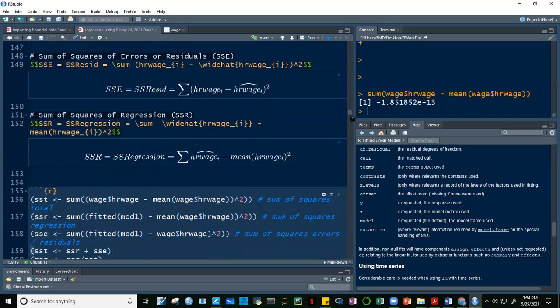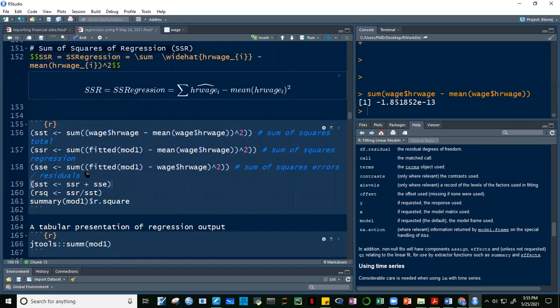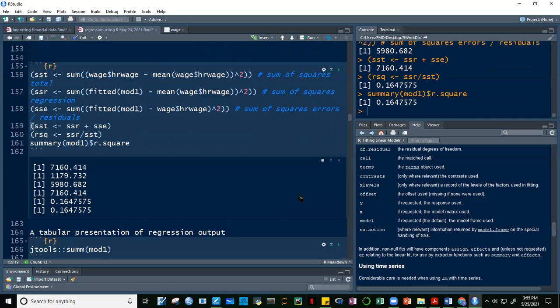Okay? So let's run this. Run natin to. SST, SSR, SSE. And then you will find out that SSR plus SSE is just equal to SST. And that RSQ, yung R squared natin, is simply your SSR divided by SST. So let's run this all together. Run. Okay. Bilis ng oras. Tatapos tayo. Okay. So SST.